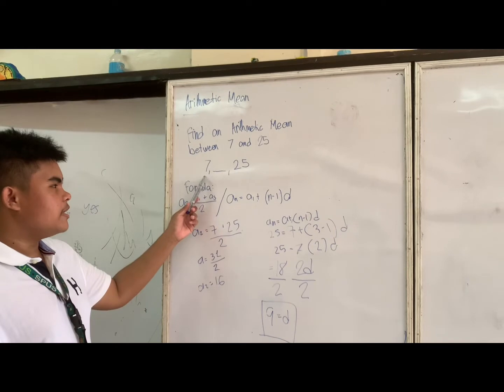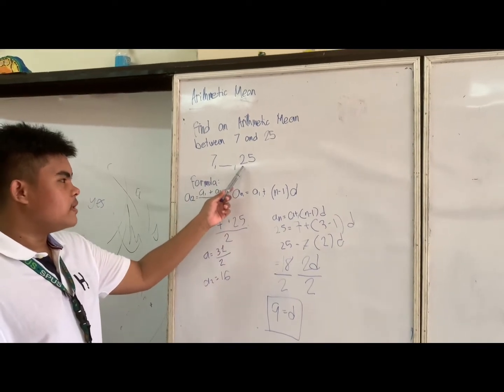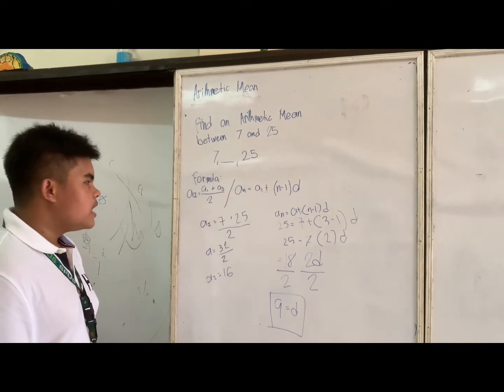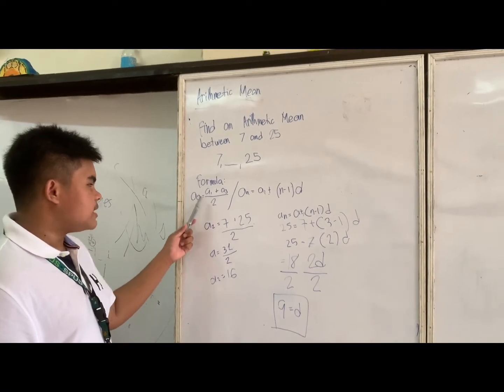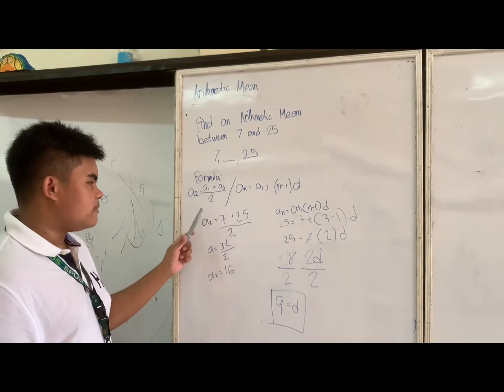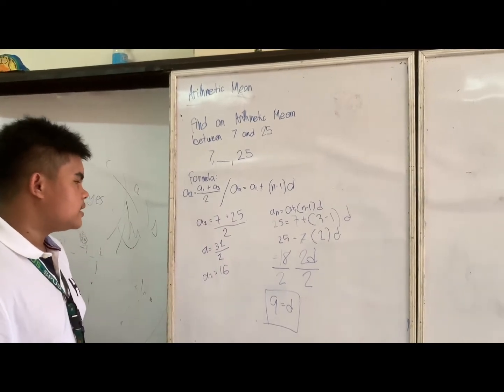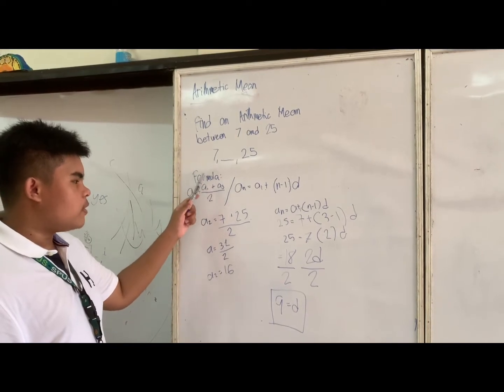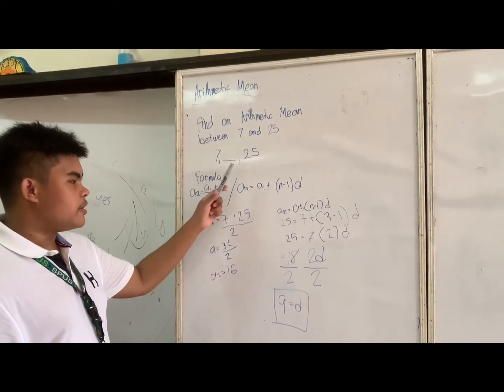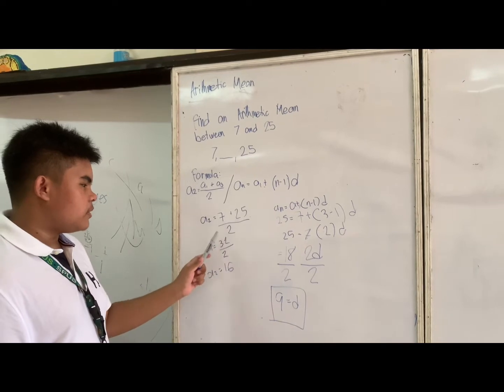As you can see, the order is 7, _, 25. So we have to find a sub 2. In order to find a sub 2, we have to use this formula: a sub 2 equals a sub 1 plus a sub 3, divided by 2. Now let's start. A sub 2 equals 7, which is the first term, a sub 1, plus 25, which is the third term, a sub 3, then divided by 2.